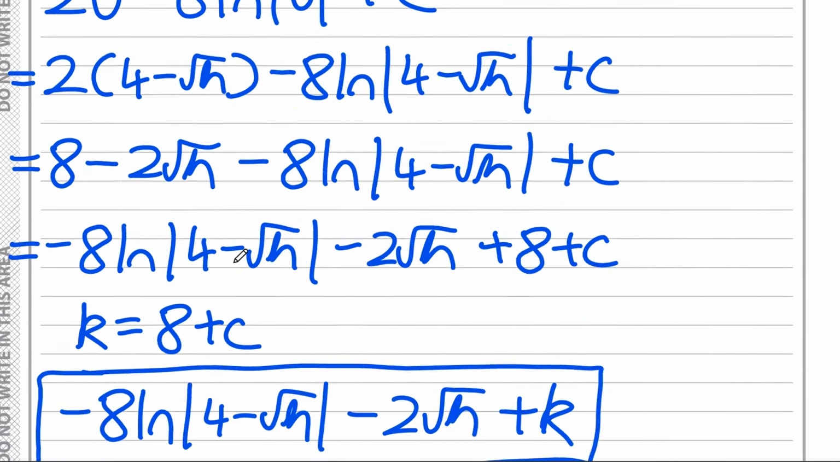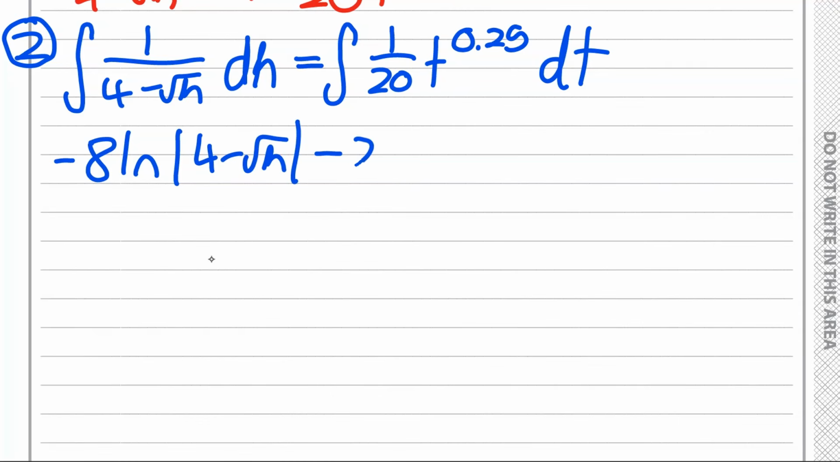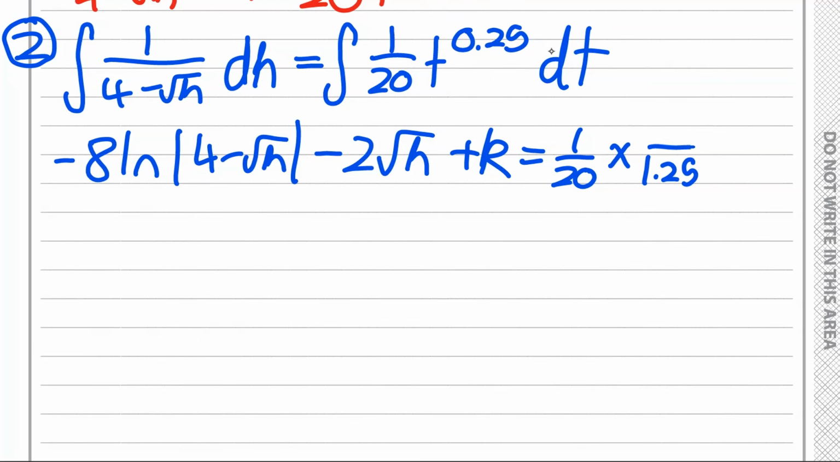So therefore we can write this side here as minus 8 natural log of the modulus of 4 minus root h minus 2 root h plus k. So this is this side integrated, and this is going to be equal to this side integrated. So it's going to be 1 over 20 multiplied by, and if you integrate t to the power of 0.25, the power is going to go up to 1.25. So we're going to divide by this power, so it's 1 over 1.25 t to the power of 1.25.